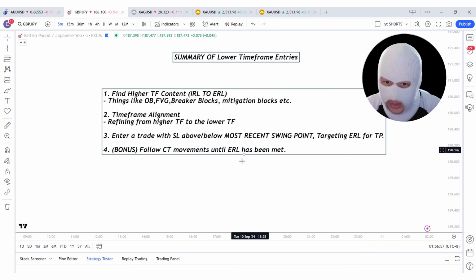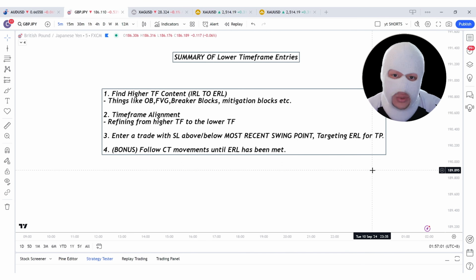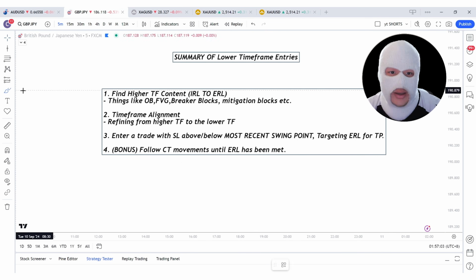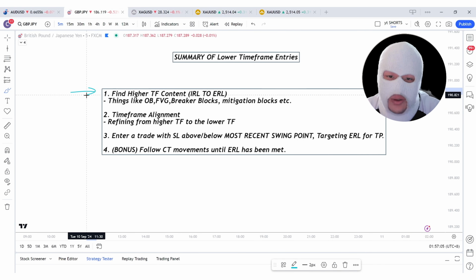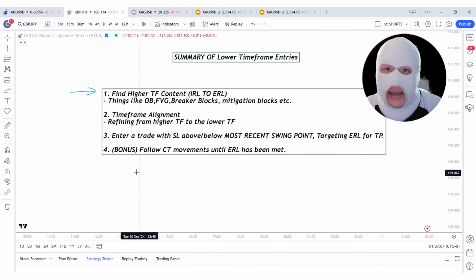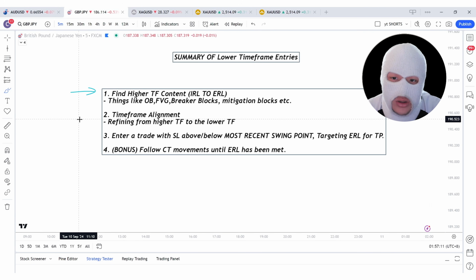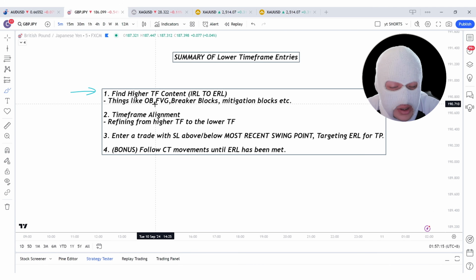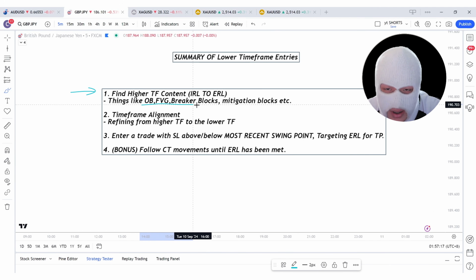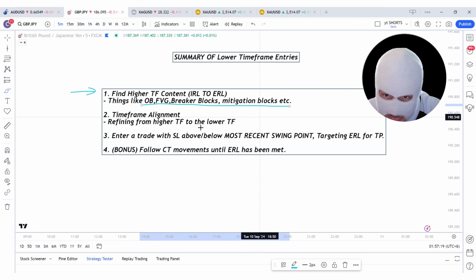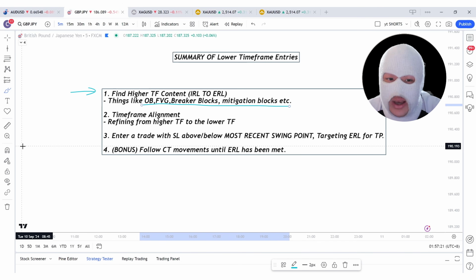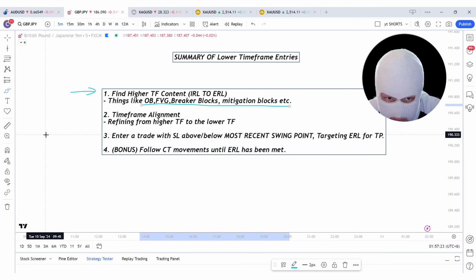Simple enough, right? All we need to do now is follow 4 simple steps. So pay close attention. Step 1. Find your high time frame context, which is your IRL to ERL. Just to recap, internal range liquidity or IRL comes in the form of fair value gaps, order blocks, breaker blocks, mitigation blocks, and the likes. Essentially, it's areas of pending liquidity.